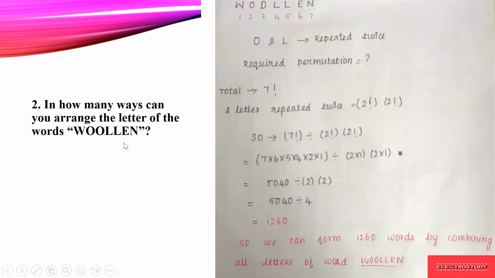Next, in how many ways can you arrange the letters of the word woolen? Now they have given the word woolen and they are asking for permutation. How many words can be formed from that? Seeing this, generally we can say more or less 2 or 3 words, but that is not the right way of doing it. First calculate the number of letters. W is 1, O is 2, another O is 3, L is 4, another L is 5, E is 6, N is 7. So there are 7 letters in the word woolen.